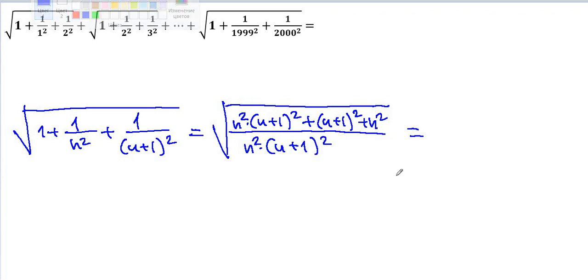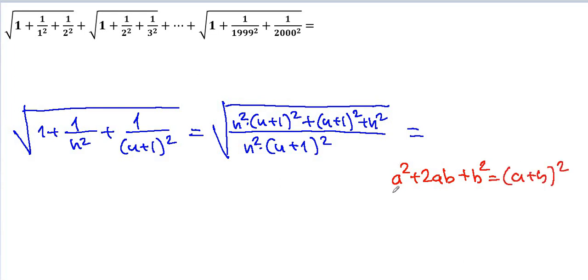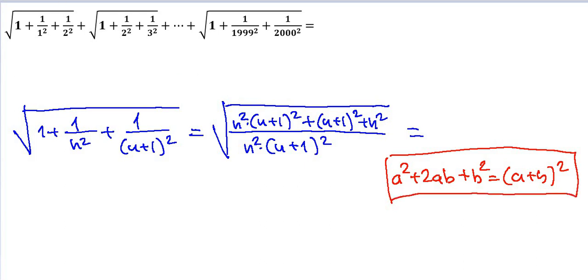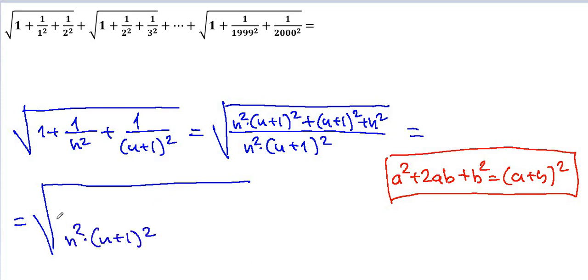We know that a squared plus 2ab plus b squared is always equal to a plus b to the power of 2. Now using this one, we'll try to express the numerator as a perfect square. Then this is going to be equivalent to the last expression. So the square root of, let me rewrite the denominator as it is, n squared times n plus 1 to the power of 2, and the numerator is, let me here express the first product as follows.